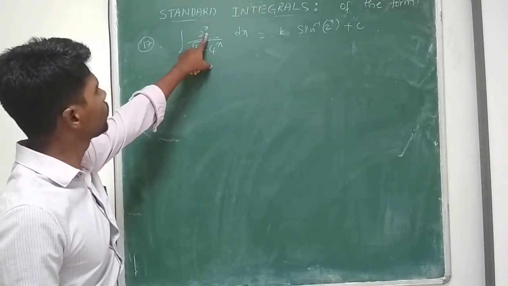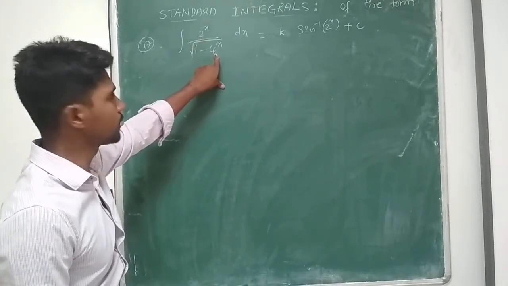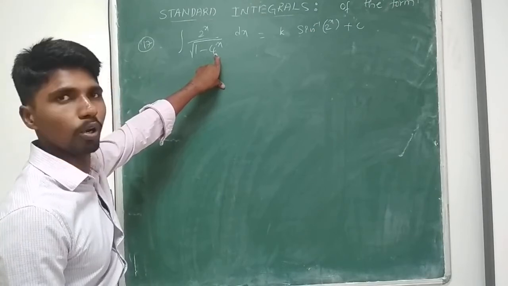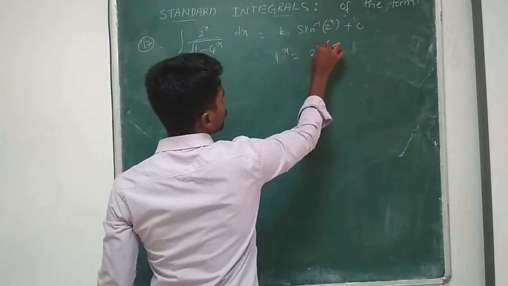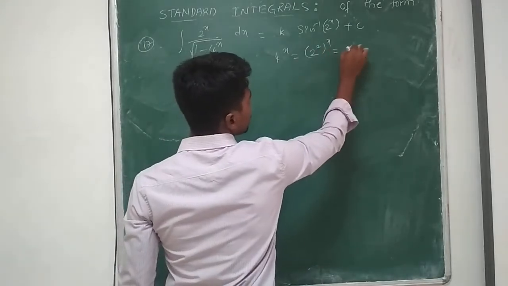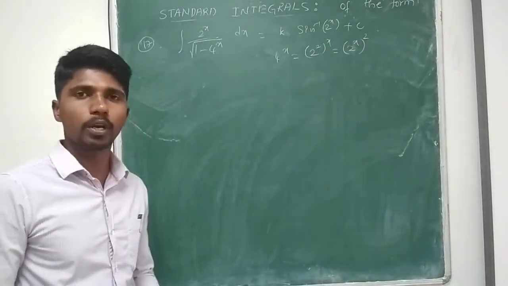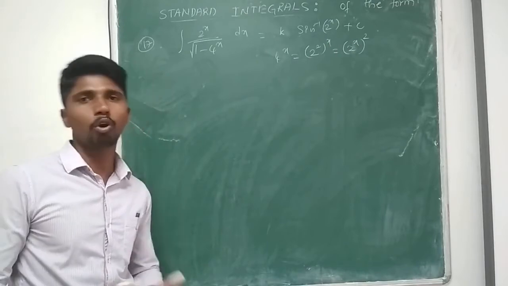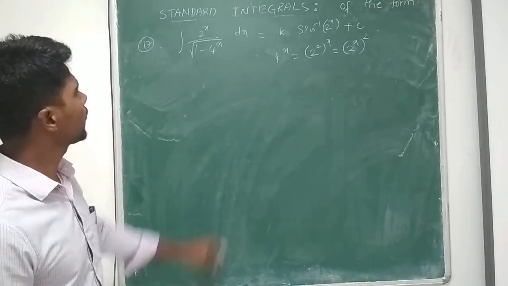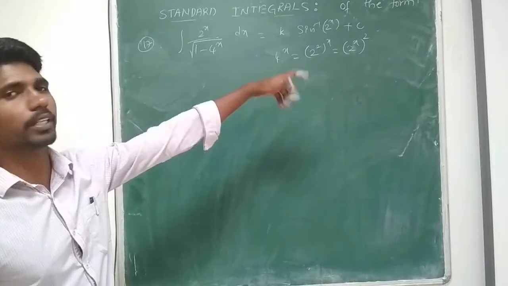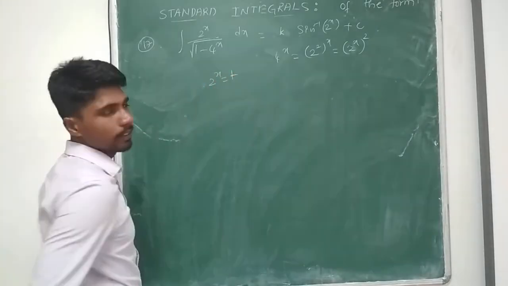See, we have here 2 power x, and here we have 4 power x. 4 power x can be written as 2 square whole power x. It is nothing but 2 to the power of x whole square. Power m whole power n can be written as a power n whole power m. Both are the same. So I can rewrite this 4 power x as 2 power x whole square. Later substitute 2 power x as t.